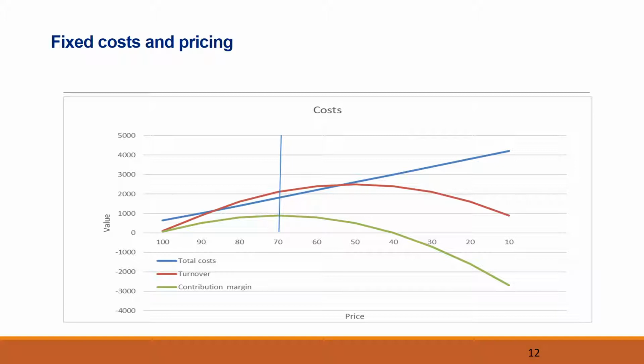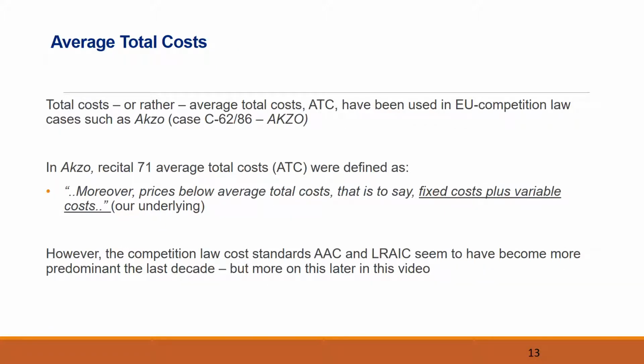The same can be illustrated in terms of total costs, that is, variable costs plus fixed costs. As is illustrated by the chart, profit is maximized where the difference between the red turnover line and the blue total cost line is at its largest. Total costs, or rather average total costs, have been used in competition law cases such as AXO. In AXO, total costs were defined as fixed costs plus variable costs. However, the competition law cost standards, AAC and LRAIC, seem to have become more predominant in the last decade. But more on this later in this video.